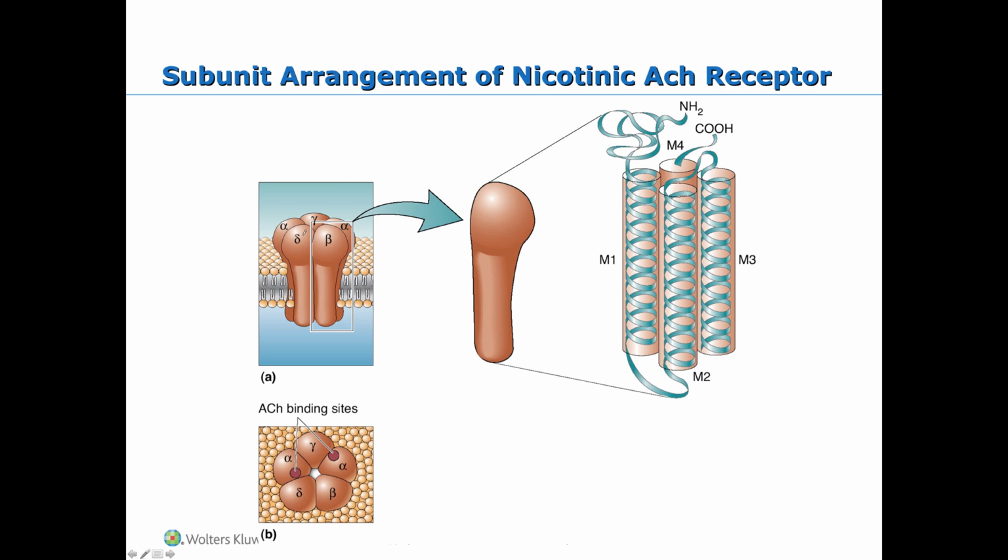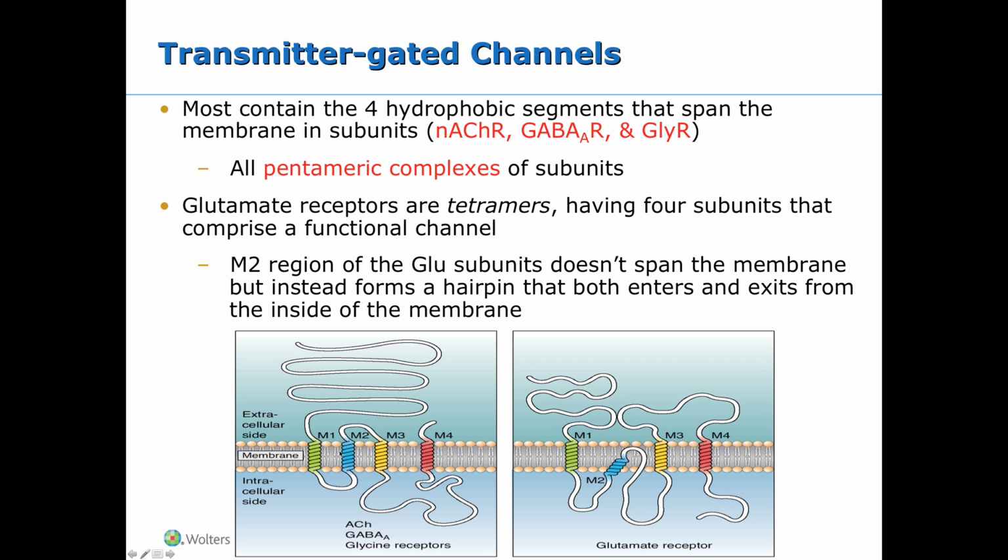So here's the generic structure. You have 5 protein subunits: alpha, beta, gamma, delta. In order for this channel to open, you need acetylcholine to bind to the 2 alpha subunits. Now, transmitter-gated channels, most of them contain 4 hydrophobic segments that span the membrane in subunits. So you have the nicotinic acetylcholine receptor, GABA A receptor, and glycine receptors.